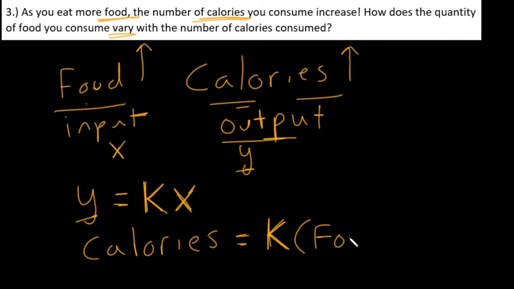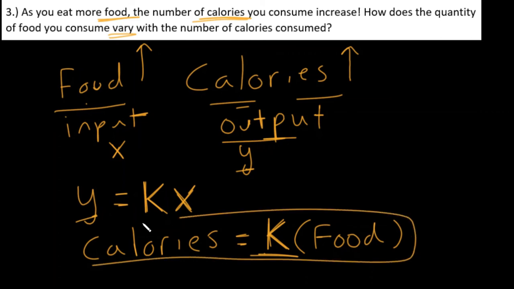So if we want to simply write this as a very generalized formula, all we're going to do is just plug in these labels, and I want you to understand that calories varies directly with food, and so essentially you're just multiplying food by some constant k. Alright, and this is the answer that I'm looking for in this specific level. Alright, let's go on to our final example.